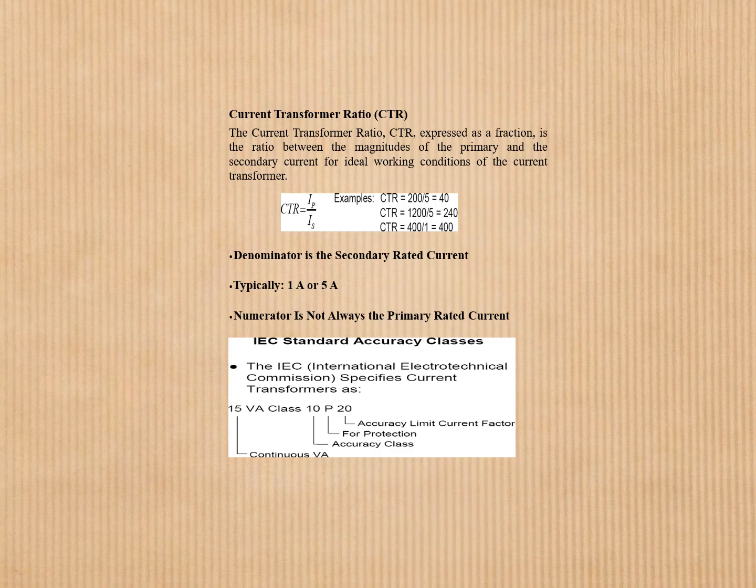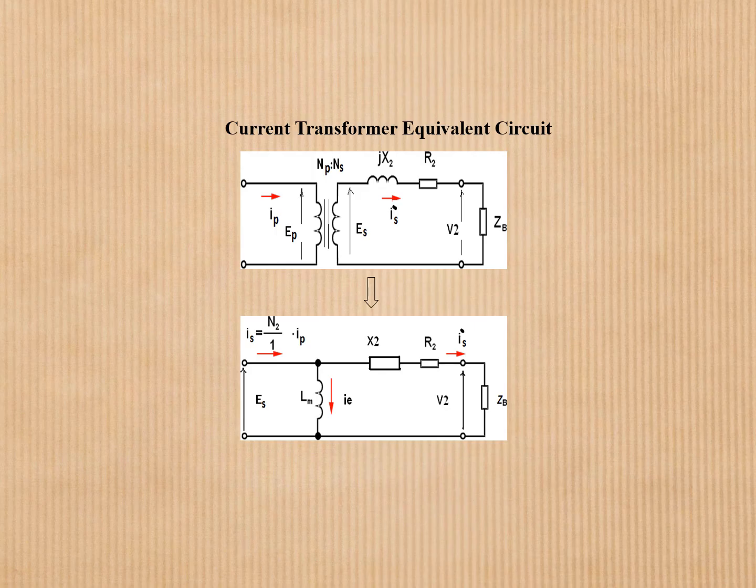IEC standards accuracy classes. The IEC, International Electrotechnical Commission, specifies current transformers as follows. This is the diagram of the current transformer equivalent circuit.